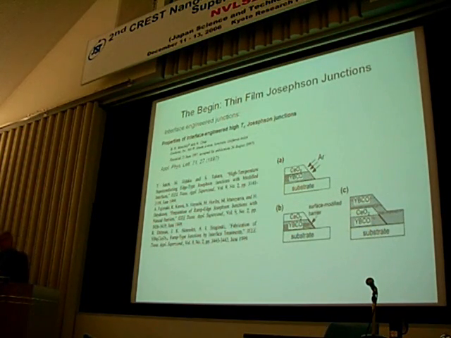Then, some years later, by Char again and Moeckly, there was the idea of the interface-engineered junction. That means don't put on a deposited barrier, but destroy the surface with an argon ion beam and then deposit the counter electrode and thus recrystallize some of the surface and form a barrier on this one. And there has been a number of very nice publications on this later on.